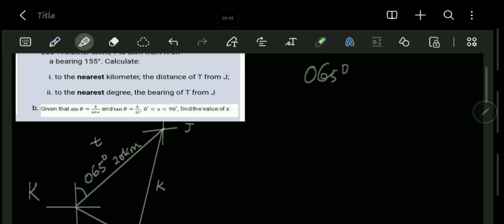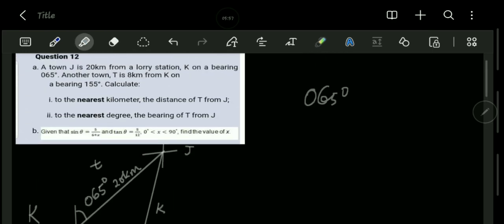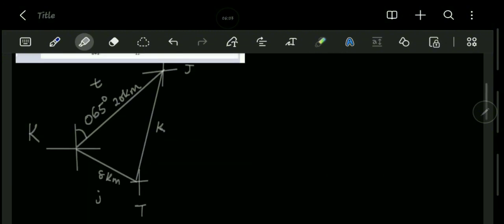Now let's continue answering the question. We are told to find, to the nearest kilometer, the distance of T from J, that is this distance. Basically, we're looking for k. Now, we're going to do some analysis here in this triangle. If this is an angle of 65 degrees, which is the bearing of J from K, and they said the bearing of T from K is 155.